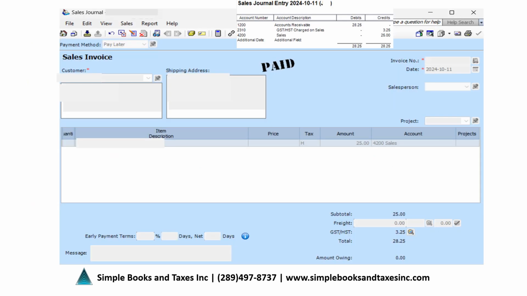And now let's check the invoices. Remember, when we created the invoices, they were both pay later. We entered the invoice number, date, amount, and 13% HST charged on sales. So the journal entry would be debit the accounts receivable for the total amount of the invoice, then credit the sales revenue for the subtotal amount, and also credit the HST charged on sales for the HST amount. Now the system will automatically stamp both invoices as paid.